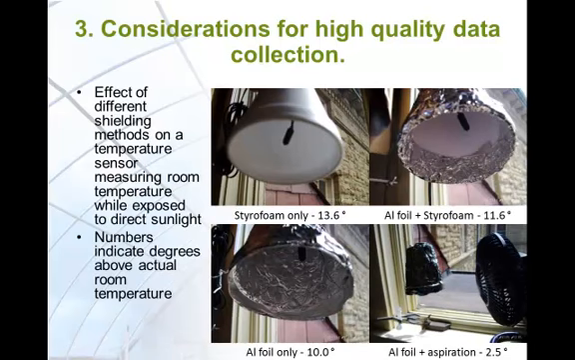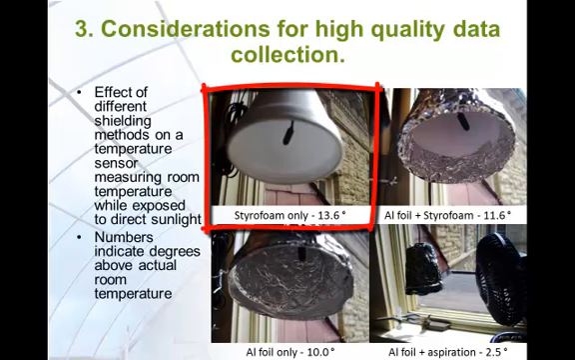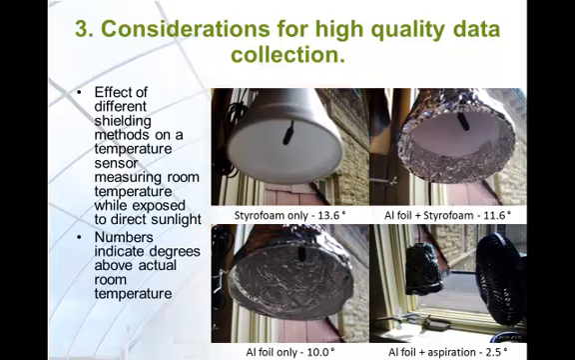Here is a simple demonstration of the effect of different shielding methods on the outdoor electronic temperature sensor from the direct radiation. The numbers shown represent degrees Fahrenheit above room temperature. In a styrofoam cup, the difference was 13.6 degrees Fahrenheit. When aluminum foil was wrapped around the cup, the difference was 11.6 degrees Fahrenheit. Foil only kept the difference at 10 degrees Fahrenheit. When the aluminum foil shield was aspirated with a fan, the difference dropped to 2.5 degrees Fahrenheit. This demonstrates the value of shielding and aspiration.